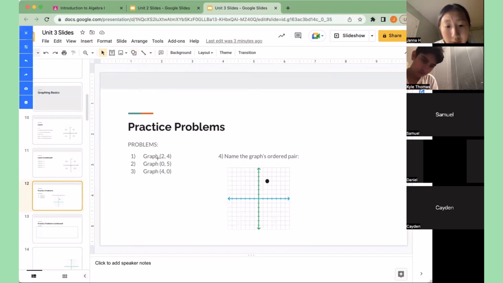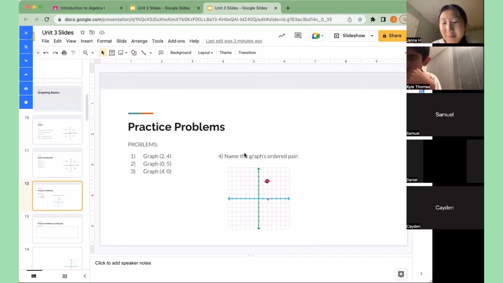So for the first one, graph (2, 4). Okay, so 2 is the x value, so that's how much left or right we're going to move. When you move right, it's positive. When you move left, it's negative. So 2 is a positive number, so we're going to move 2 to the right, and we end up here. But that's not our final point. We have to move up 4. If the y value was negative, we would move down. So 2, 1, 2, 3, 4. That's how you graph.